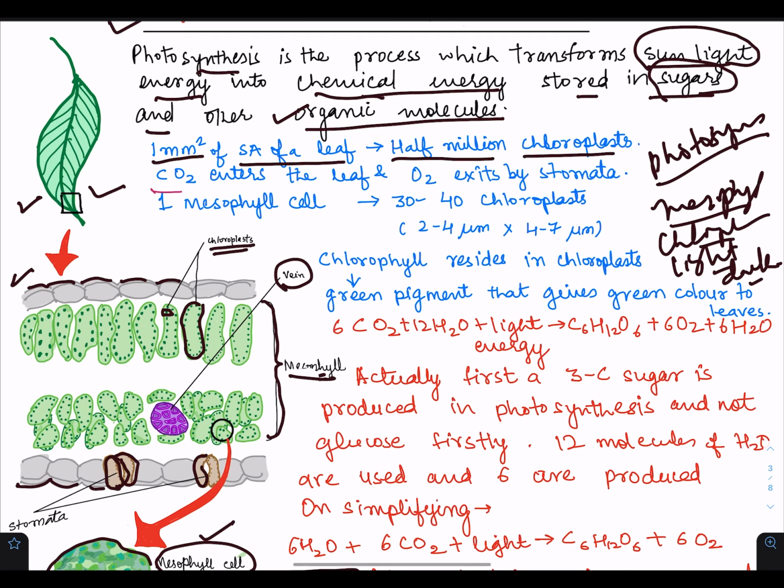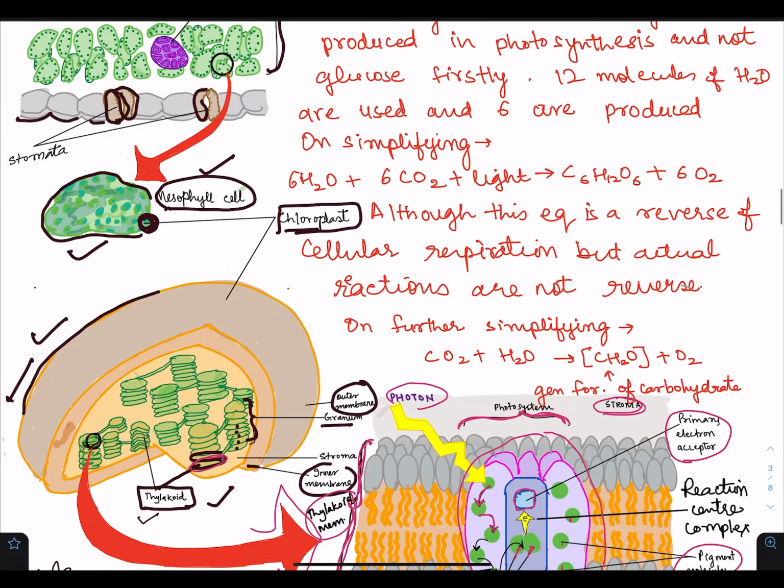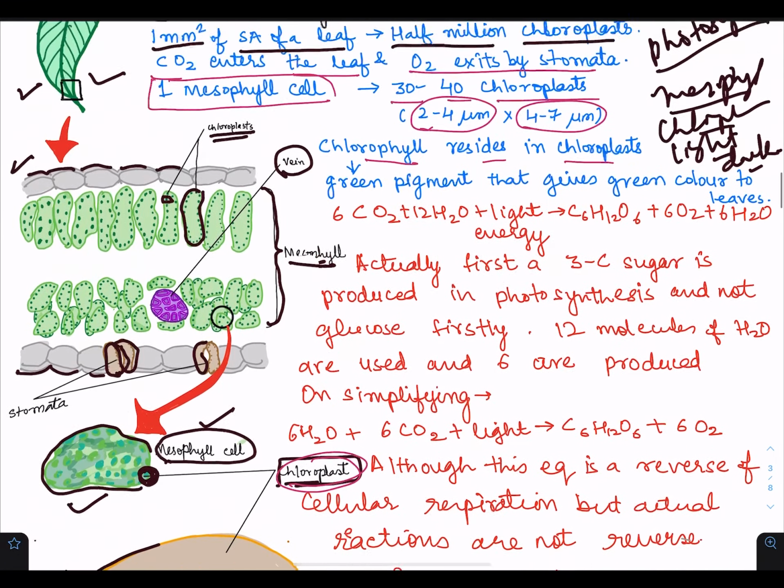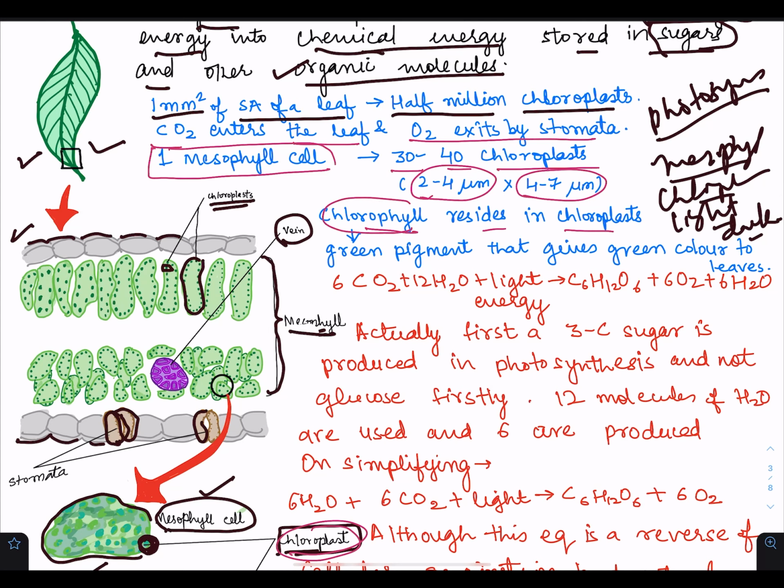Carbon dioxide will enter the leaf and oxygen exits by stomata. And one mesophyll cell has got 30 to 40 chloroplasts, and each chloroplast is 2 to 4 micrometers by 4 to 7 micrometers in size. Chlorophyll resides in the chloroplasts. We have seen the structure of a chloroplast, and chlorophyll resides inside chloroplasts. And what is chlorophyll? It is the green pigment that gives green color to the leaves.